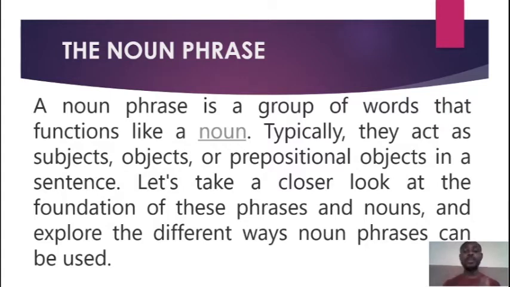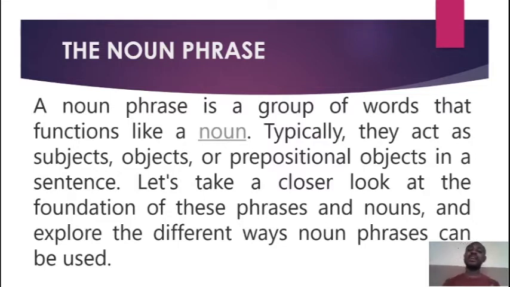Again, the function of a noun is what? To name. And every group of words that function as a noun phrase has the ability to name. So typically, they act as subjects or objects or prepositional objects in a sentence, as we will see when it comes to their function. Again, a noun phrase is a group of words that functions like a noun. Now, it must always have a noun as its head word. And we're going to look at that briefly.